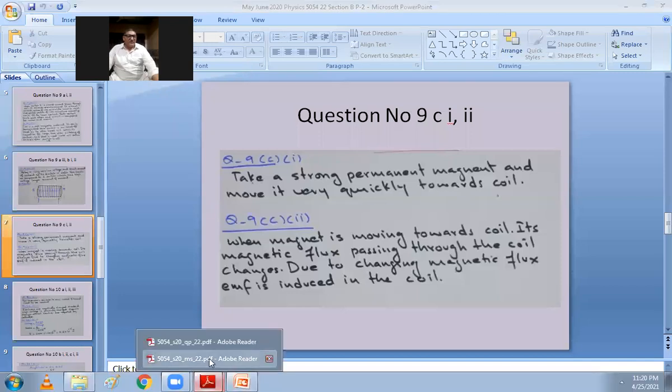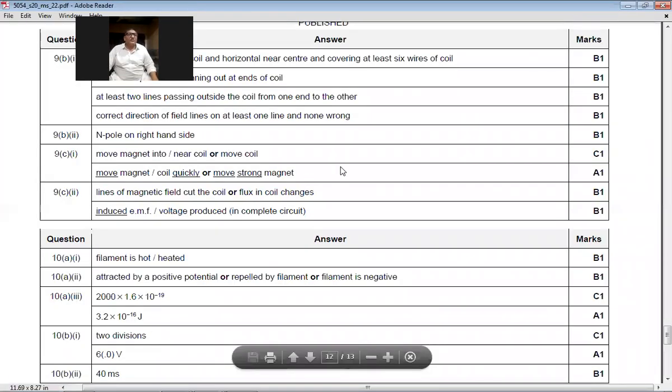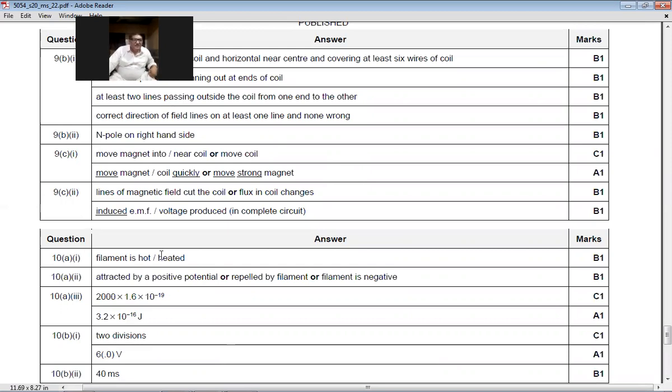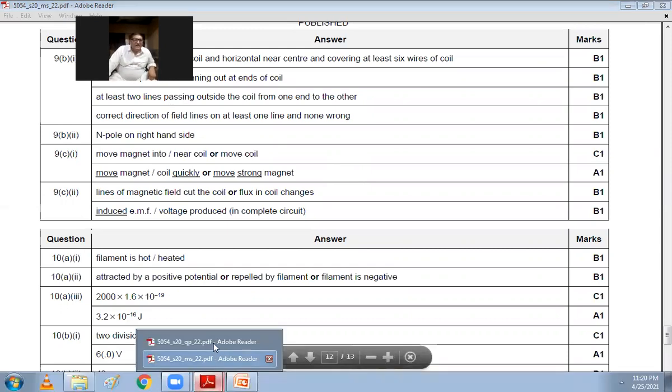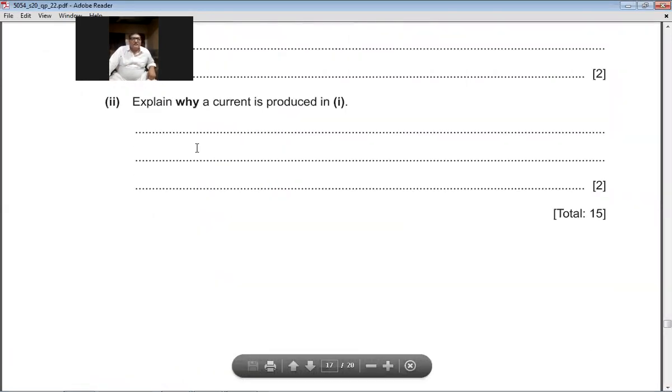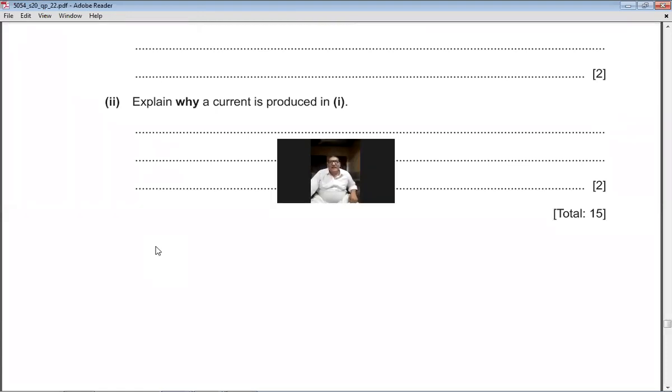Very good. Let's check what the marking scheme says about this. It says move the magnet near the coil, or move the coil, move the magnet quickly, or move a strong magnet. So you should have a strong magnet and move it quickly. Then let's move to the next part. This is the last part of question number 9. Explain why a current is induced in the first part.